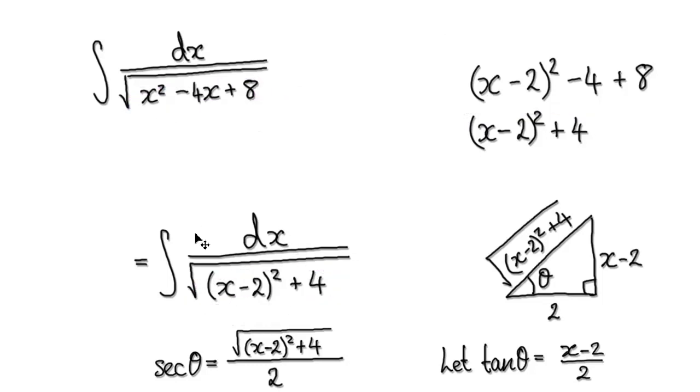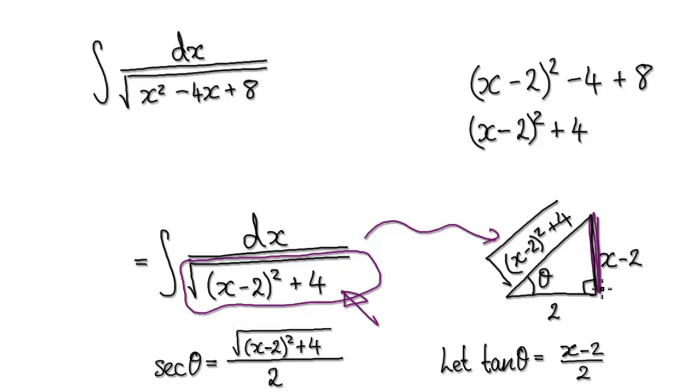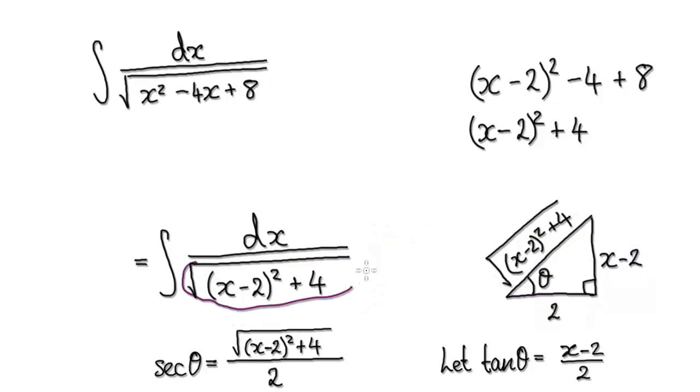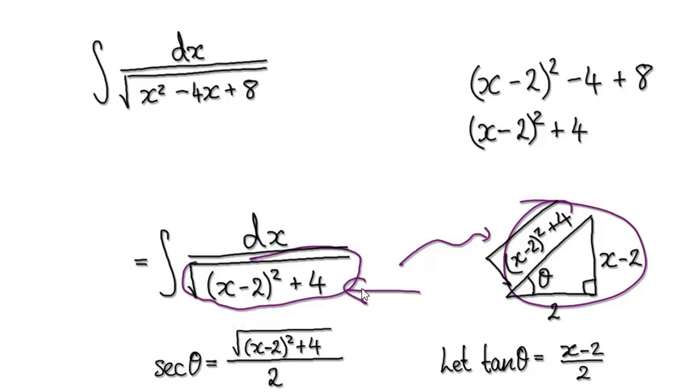So now to integrate this, your eye should zoom into this bit here. Create your triangle in such a way that this will be true. If you make the opposite to be x minus 2 and the adjacent to be 2, then the hypotenuse will have no choice but to be the square root of x minus 2 squared plus 4. So from here, your eye should zoom into here. Create your triangle in such a way that this will be true.